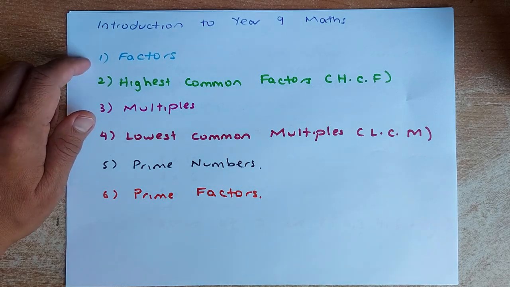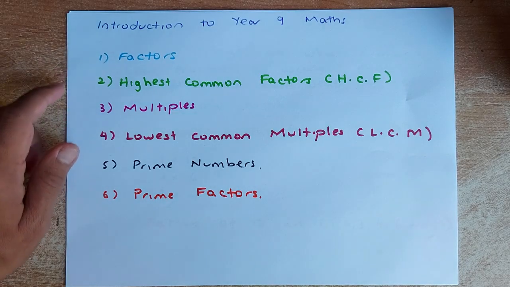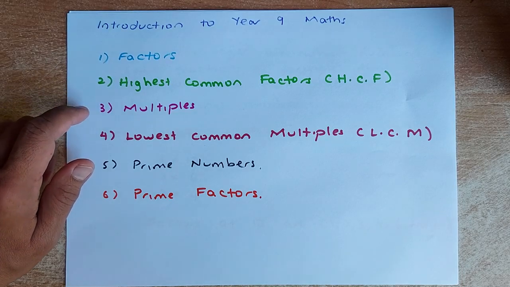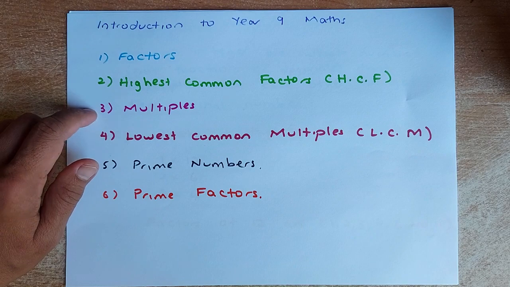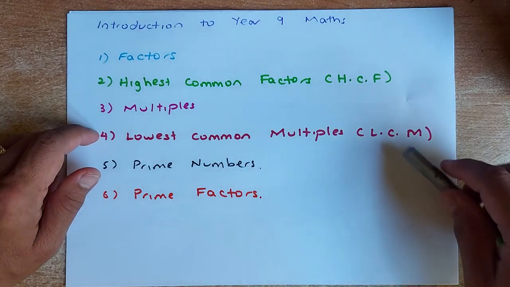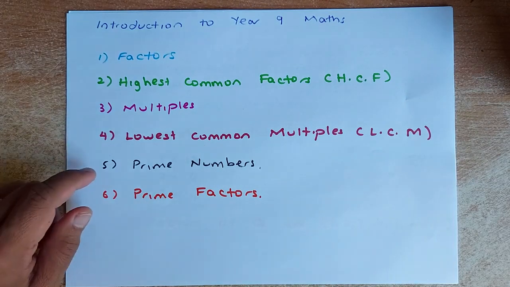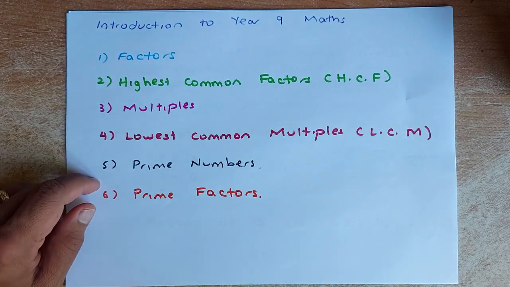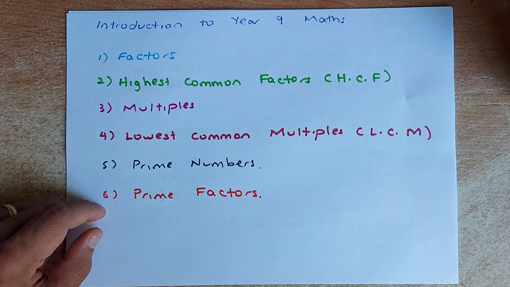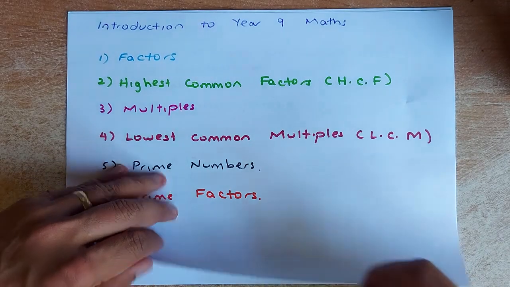So the first one is factors. Once you know the factors, you are going to find what is the highest common factors. Then you need to know what the multiples. Once you know your multiples, you need to know what is the lowest common multiple, also called LCM. And then we need to know what the prime numbers. And last but not least, we are going to find out what are common or prime factors. So we shall start with factors.